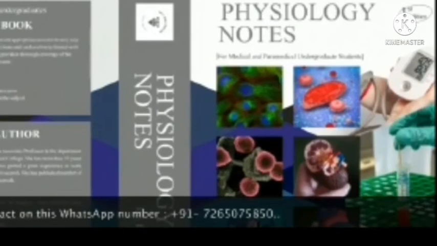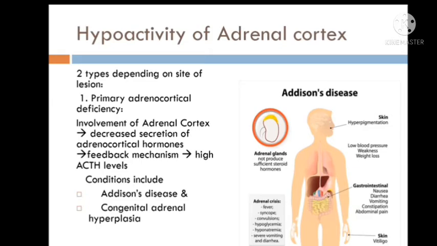Hypoactivity of adrenal cortex. Here it is also of two types, primary and secondary. So primary adrenocortical deficiency. Here you can see that primary means the cause is there in the adrenal cortex. There is decreased secretion of adrenocortical hormones. And because adrenocortical hormone secretion decreases, then ACTH inhibition is lost and therefore ACTH level is high, and commonest causes are Addison's disease and congenital adrenal hyperplasia.